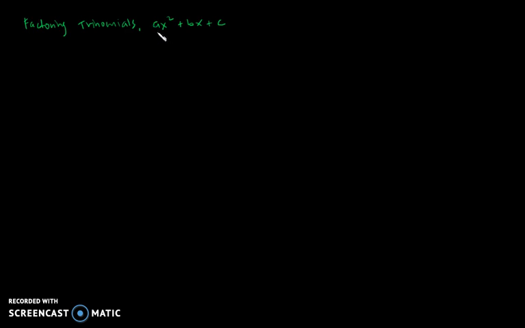So this time you'll be encountering trinomials where the coefficient of x squared is not equal to 1. We're going to have two ways of factoring trinomials in this form. The first method will be using trial and error.